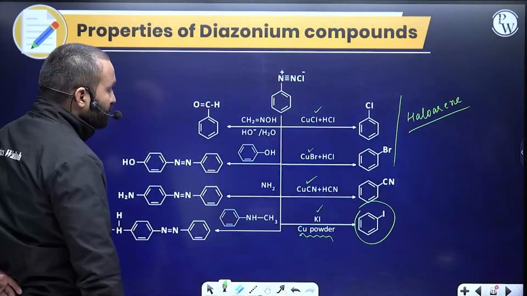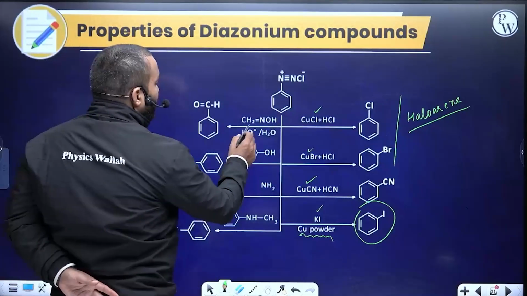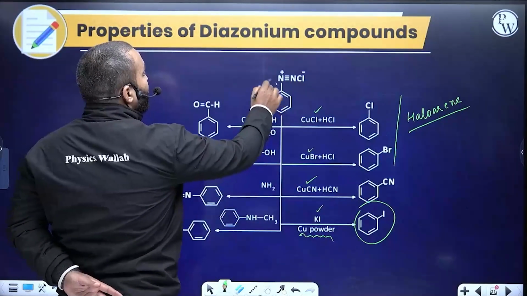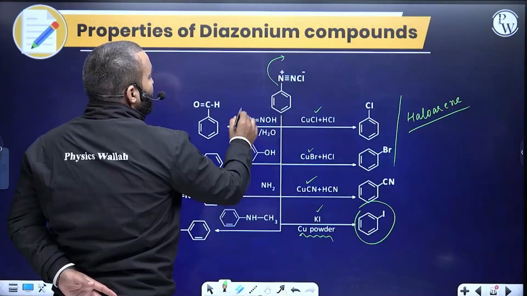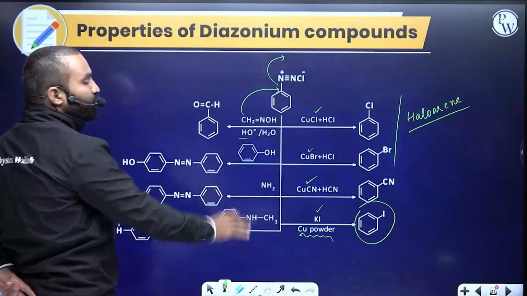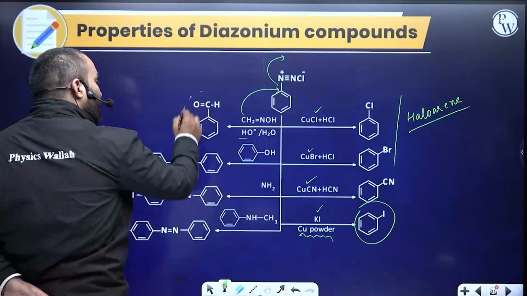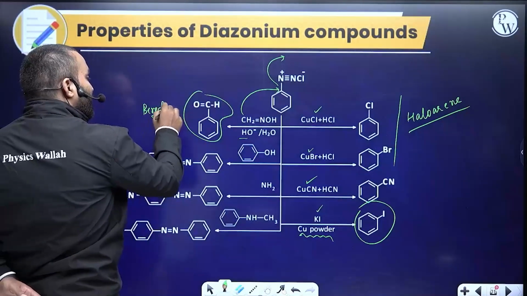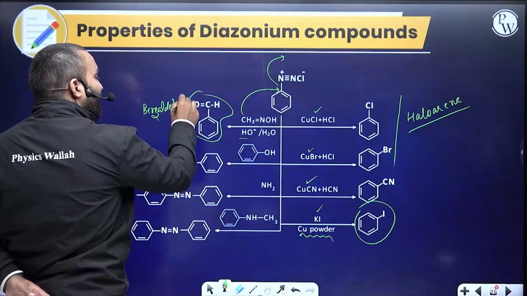Now this molecule can be used to attack in the presence of OH minus and kick away this nitrogen. So carbon basically attacks on the center and forms CHO. What is the name of this molecule? Benzaldehyde. This is your benzaldehyde molecule.